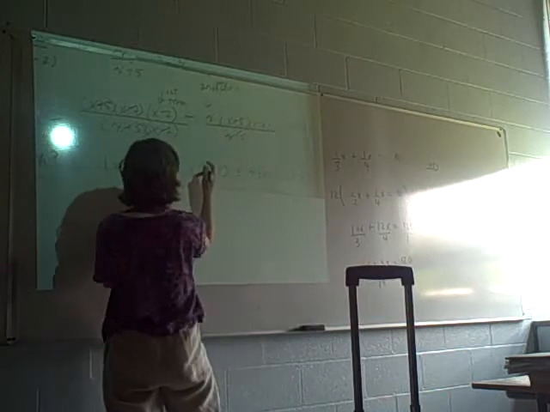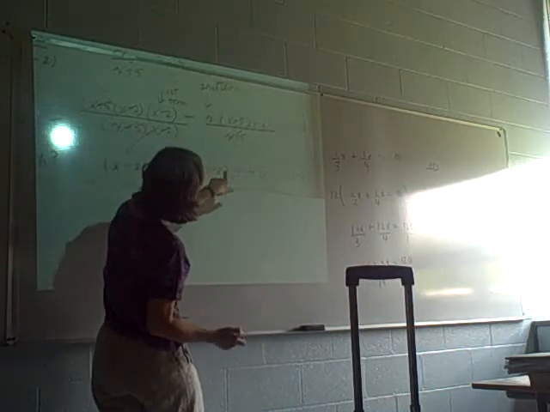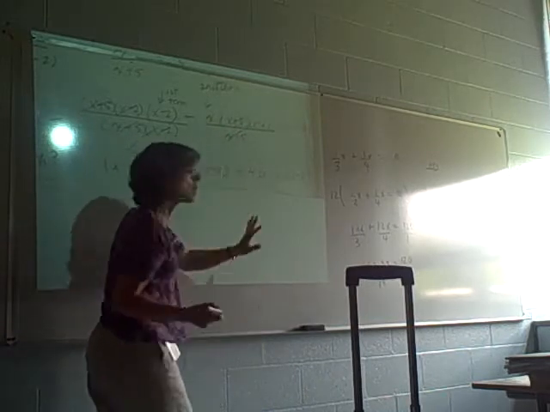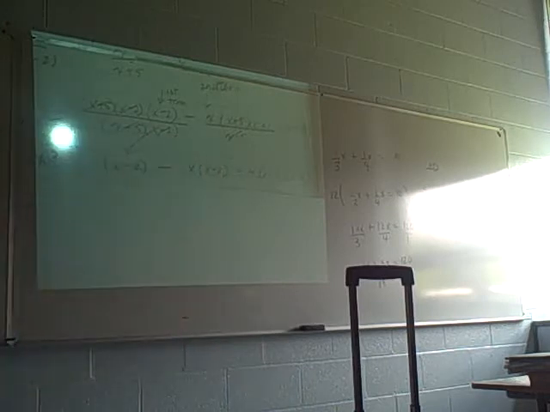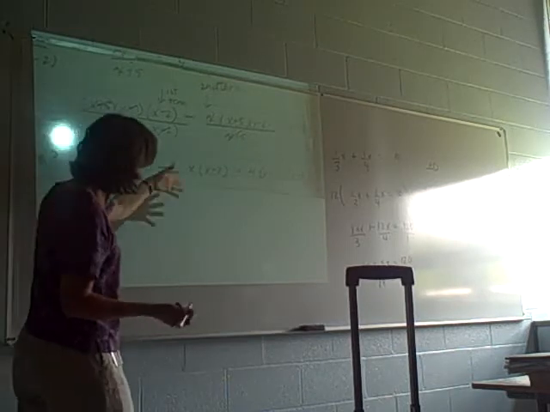This and this, and what am I left with? x times x minus 2 times that quantity. Have I gotten rid of the denominator? Yes. Okay, I've gotten rid of the denominator. Well, then what do you think I'm going to have to do?